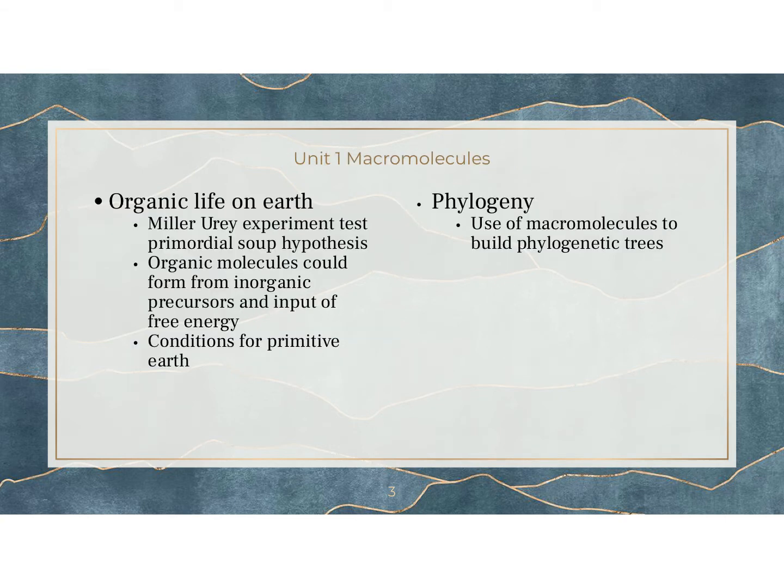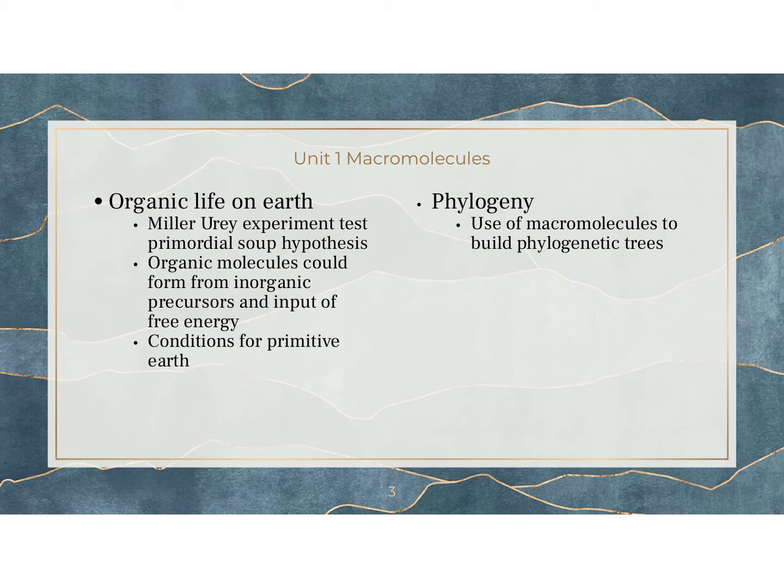So in Unit 1, macromolecules, we talked about organic life on Earth. The Miller-Urey experiment was the test for the primordial soup hypothesis, where we looked at how organic molecules could be formed from inorganic precursors with the input of free energy. And they modeled the conditions of primitive Earth to display that certain organic molecules could be formed.